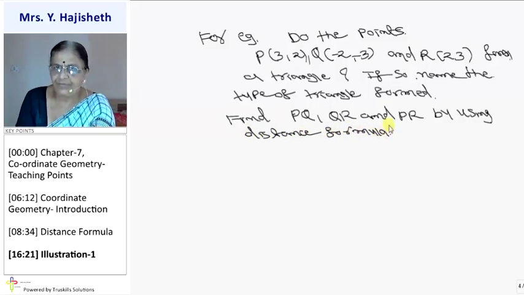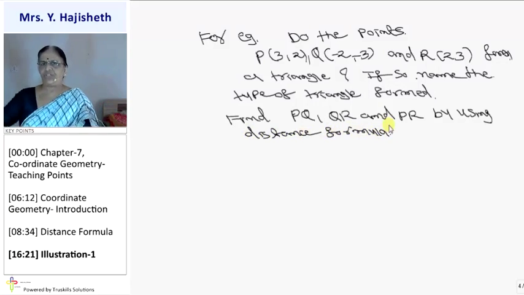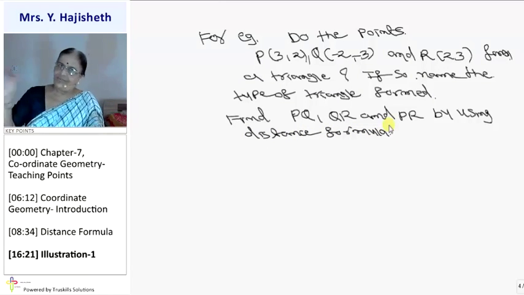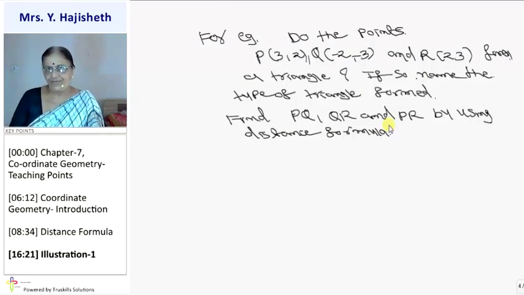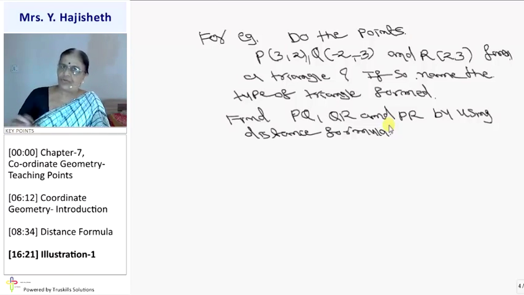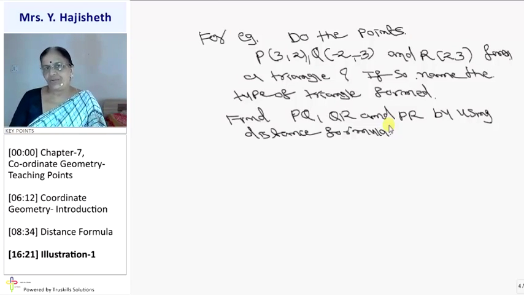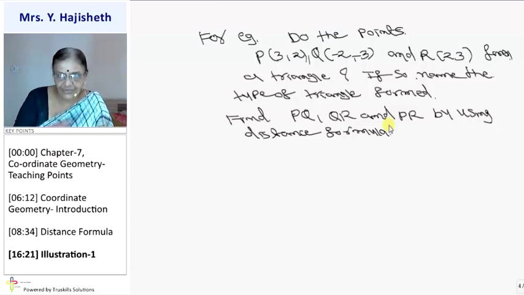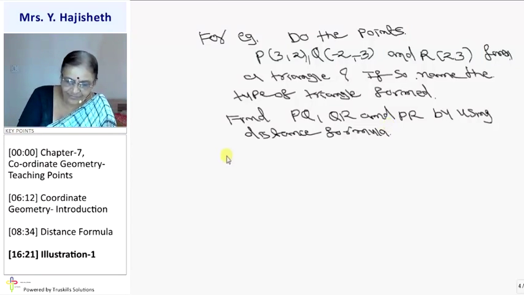They have not directly asked to find the distance between P and Q, but the way of asking the question is different. It includes the distance formula also. They want to test your knowledge of the distance formula, and they want to test your knowledge of triangles also. So they combine the two concepts.